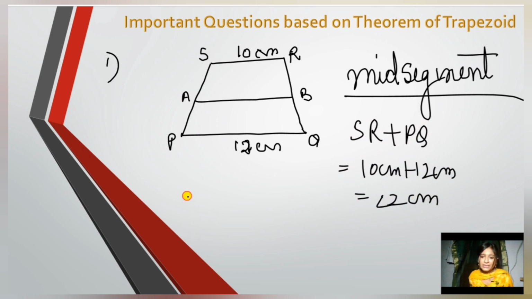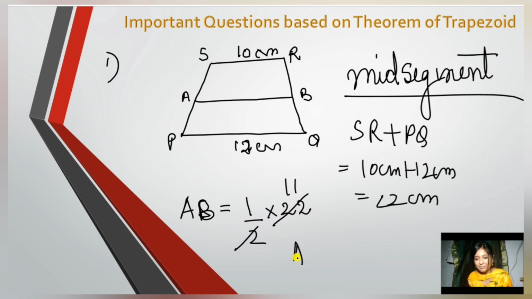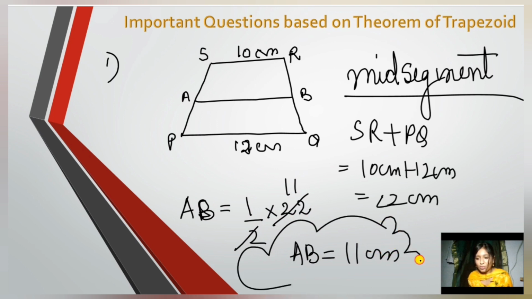And how do we find the mid segment? Mid segment AB will be equal to half of 22. So half of 22 means 11, and the mid segment of this trapezoid is 11 centimeter. I hope you have understood the concept. We just need to add the bases and then find half of it to find the median of the trapezoid, which we call the mid segment.